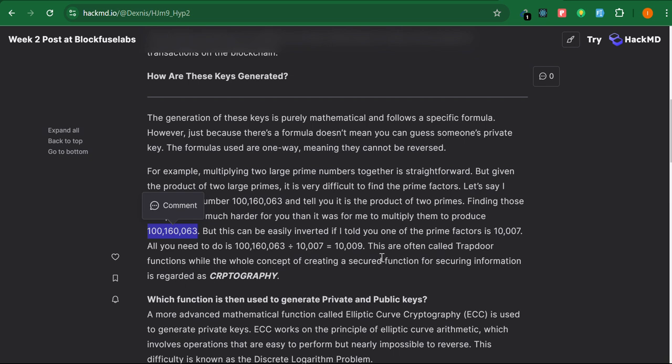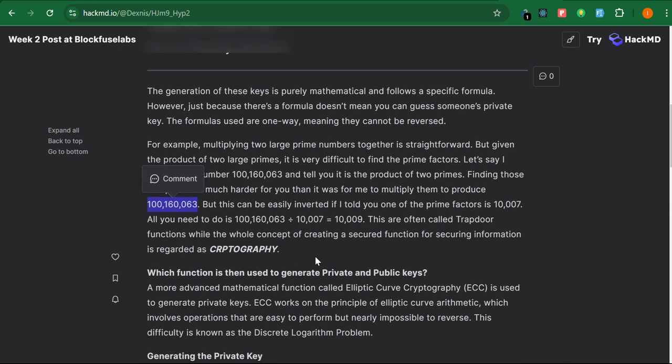Now, the whole concept of creating a secure function for securing information is regarded as cryptography. Okay, so cryptography simply means we are looking for a way to secure something, a digital information. So that is what cryptography is. Cryptography is just a form of what? Encryption on the blockchain. Okay, so now, which function do we then use to generate private and public keys?